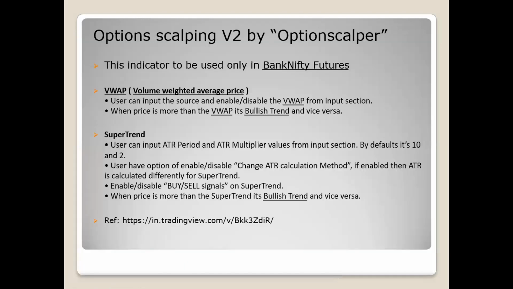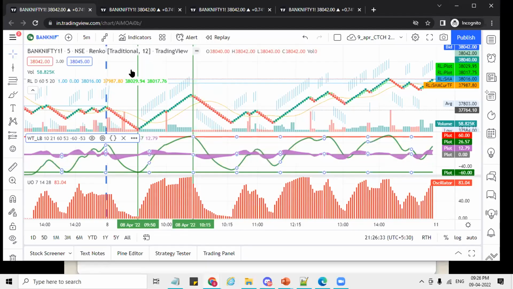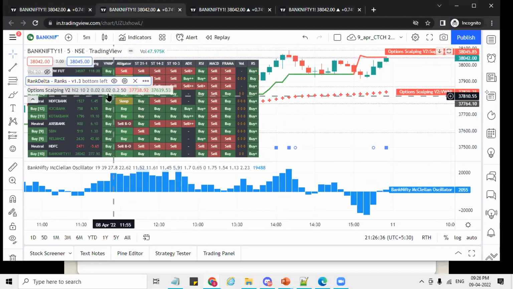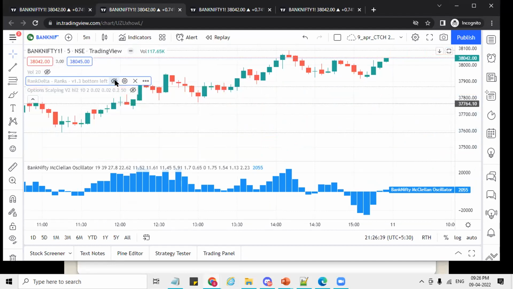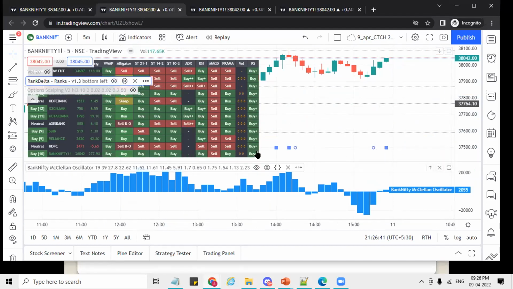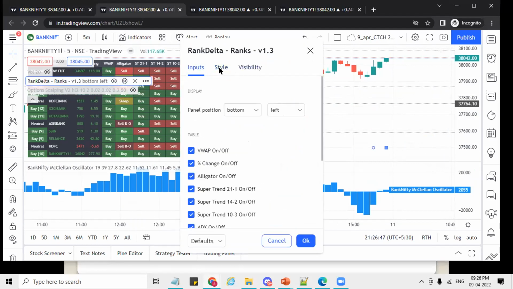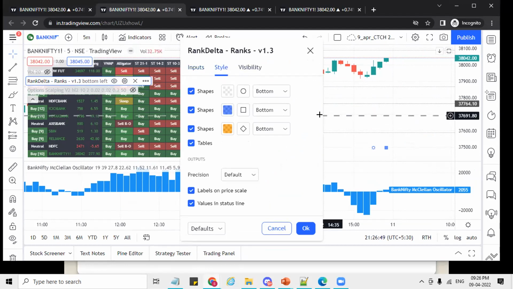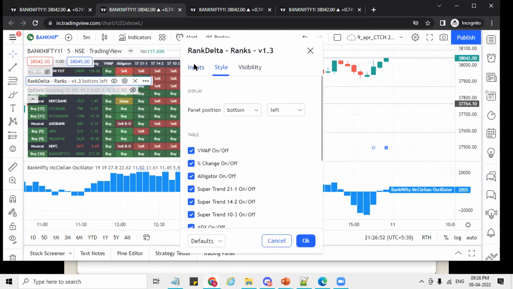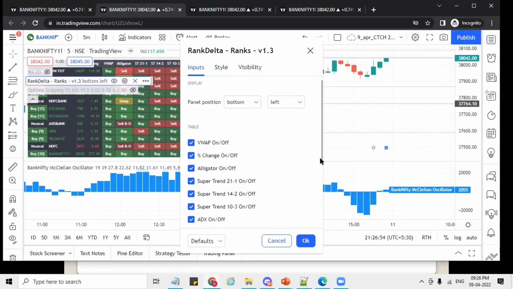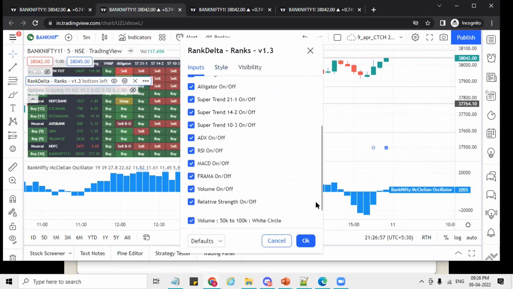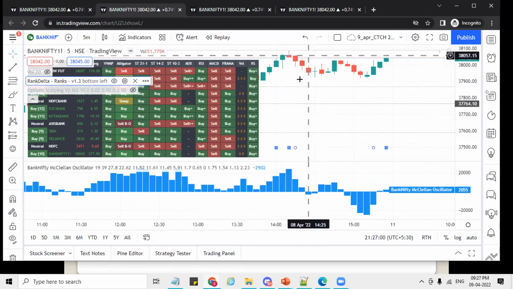And next we will look into option scalping. Before getting into option scalping V2, we will see how the chart looks. I will disable other things. Here I just enabled it so we can see the details. And here we can see how the input style needs to be configured, and how you can configure the style. You can explore more on this. I feel this RAN delta is a very good indicator. It's a very useful indicator to give an overall idea of what's happening in the market.